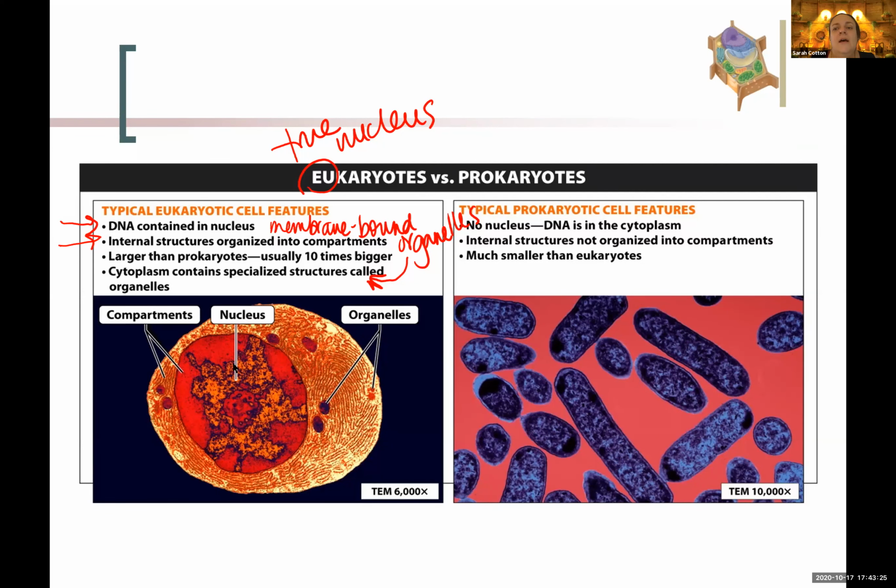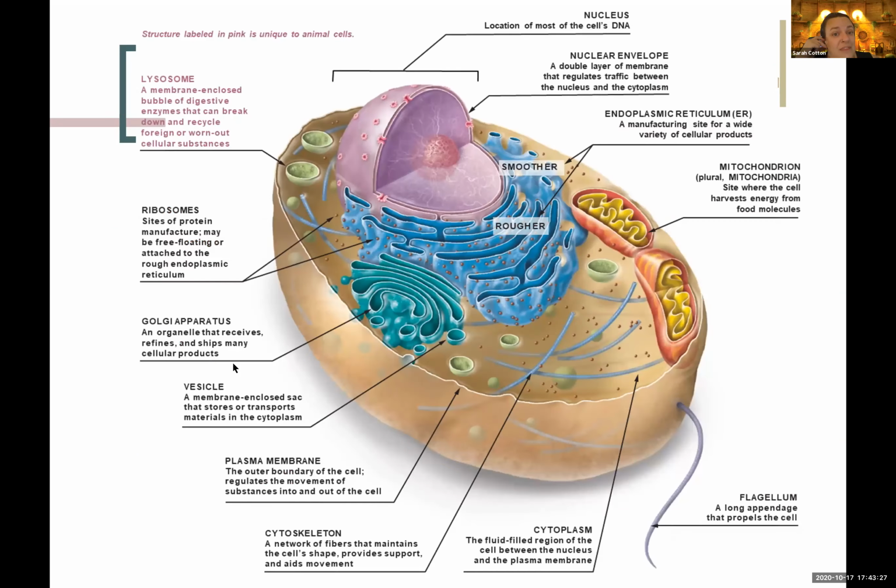All right. Now, another thing that this chapter focuses on is it talks quite a bit about the difference between animal cells and plant cells. So you're going to see, this is a generalized animal cell. It's also kind of a lie.